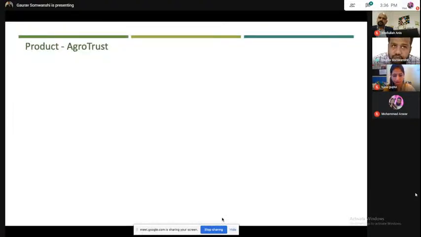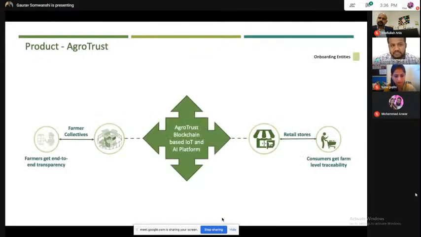So what are we trying to do? We are trying to connect. We are in collaboration with the farmer collective. We have built a project called AgroTrust. AgroTrust is the name of the entire product. The whole purpose of AgroTrust is basically to connect the farmers with the consumers. Now the consumers could even be export consumers sitting in the Middle East or Europe or Singapore. But we have to connect them with the farmers working in Nashik, the small landholding farmers.